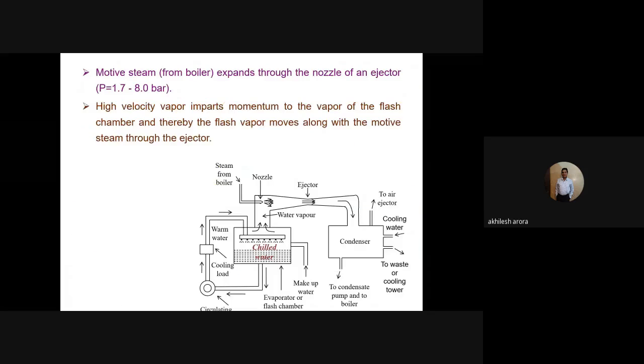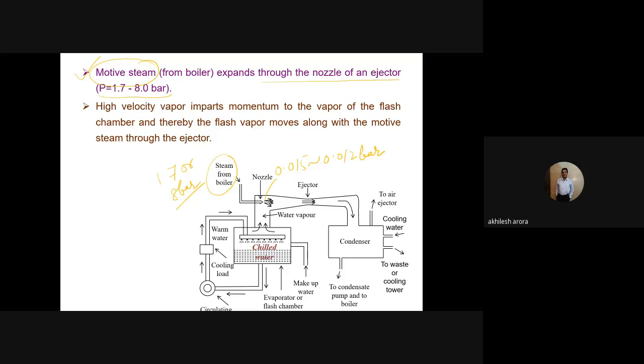Now let us move to the working of the system. The motive steam from the boiler, the steam which is coming from the boiler, expands through the nozzle of an ejector, and this is at a pressure of 1.7 to 8 bar. It can vary between these pressure ranges, and the pressure at this particular point will be somewhere around 0.015 or 0.012 bar. Approximately this could be the pressure.